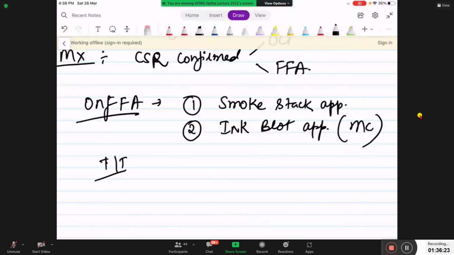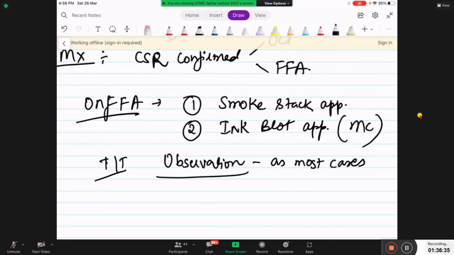Now coming back to treatment: no treatment is required generally. Only observation, as most cases resolve spontaneously. If you counsel the patient, then mostly the cases resolve spontaneously. Important question. Observation. So usually no treatment is required. Okay, so this is all about your CSR.